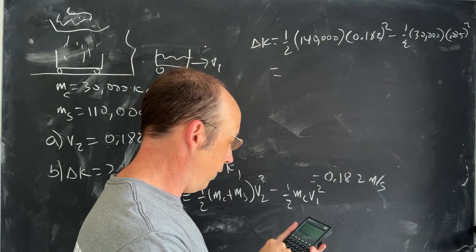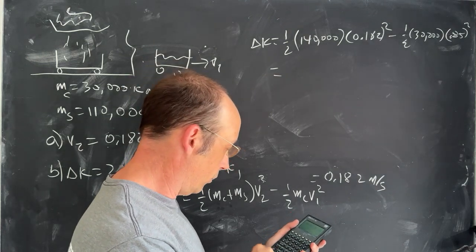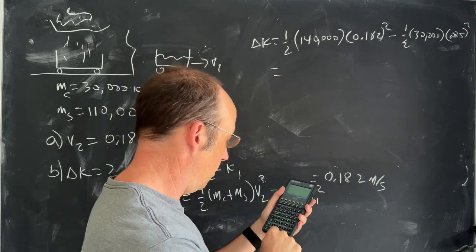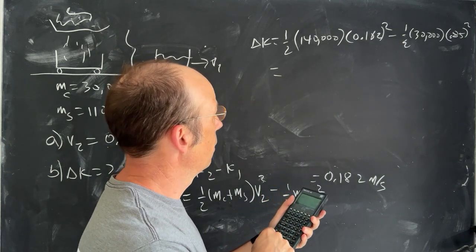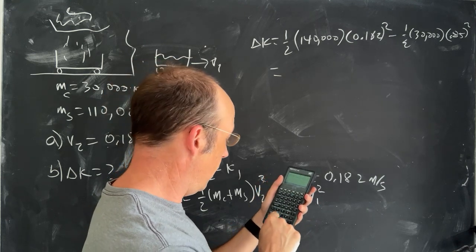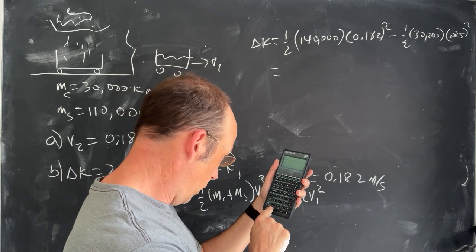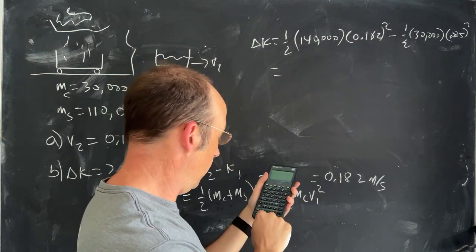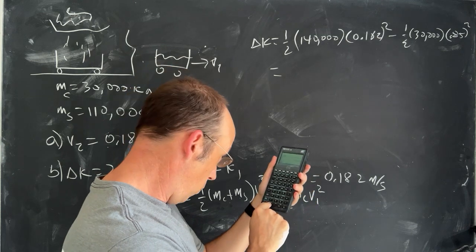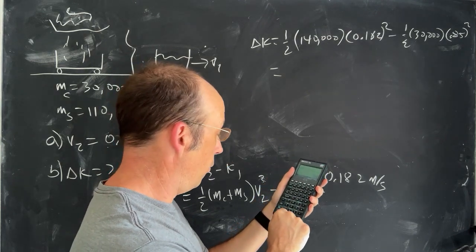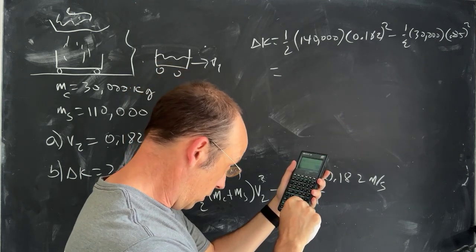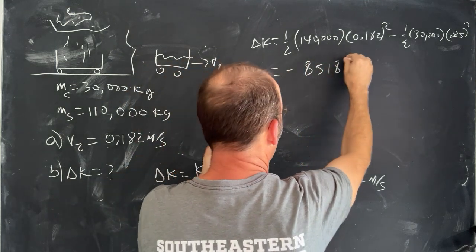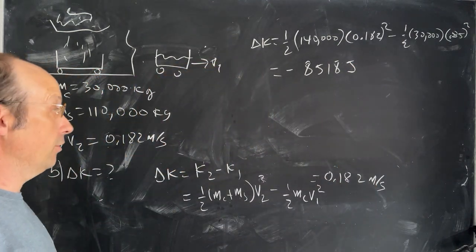Oh, I shouldn't drop. 0.5, enter, 140,000 times 0.182 squared times, now I'm going to do that other one, 0.5, enter. Did I do a half? I think I did. Okay, I'm going to start over. I'm not sure that it did. So 0.5, enter, 140,000 times 0.182 squared times, now I'm going to do that one, 0.5, enter, 30,000 times 0.85 squared times minus. And I get negative 8518 joules. So that's the amount of decrease in kinetic energy.